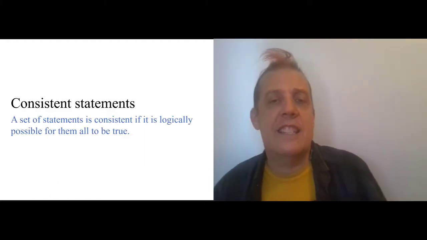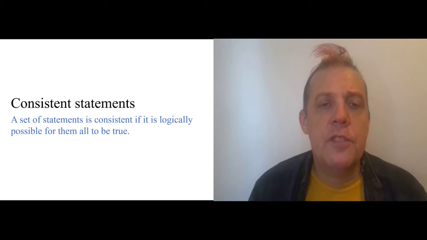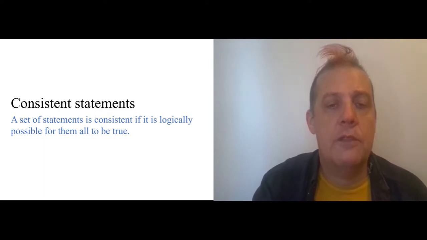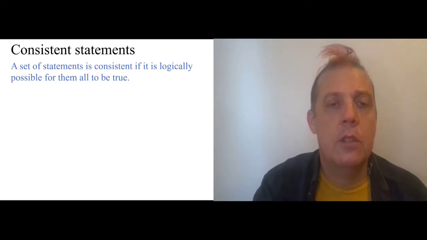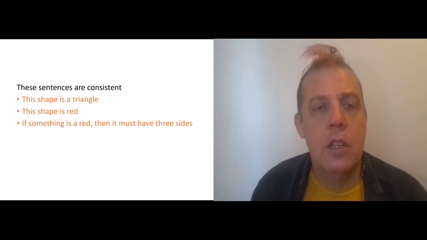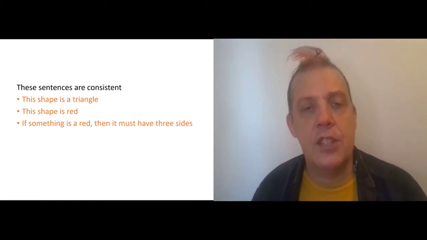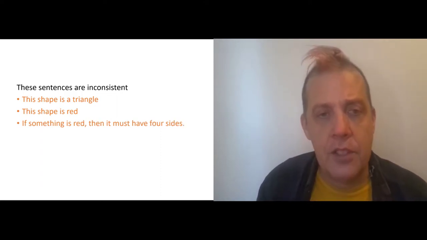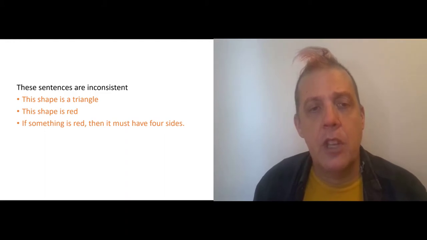Next up was consistent statements. A set of statements is consistent if it is logically possible for them all to be true. So we had a set of sentences like this, right? This shape is a triangle. This shape is red. If this shape is red, it must have three sides. Those sentences are consistent because triangles have three sides. If we change it to four sides, then the set is inconsistent because the first two statements imply something that contradicts the third one.